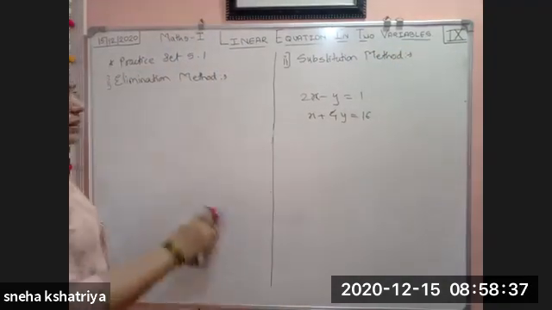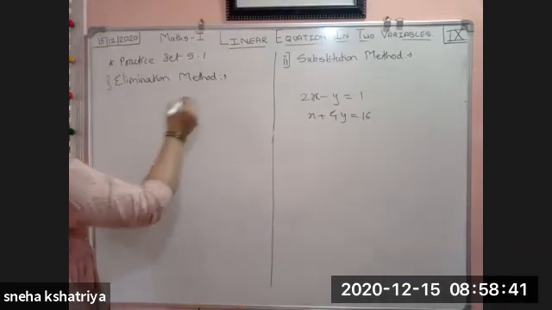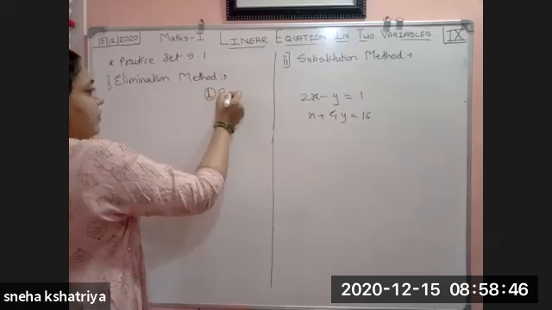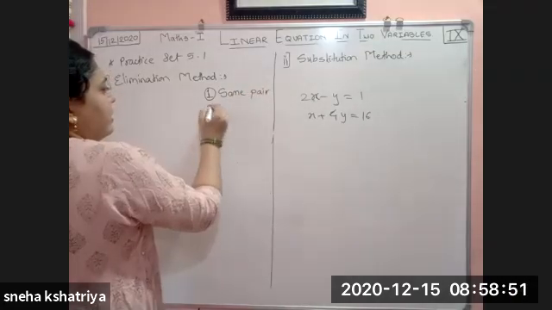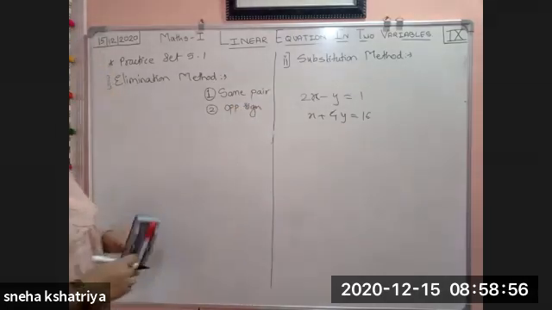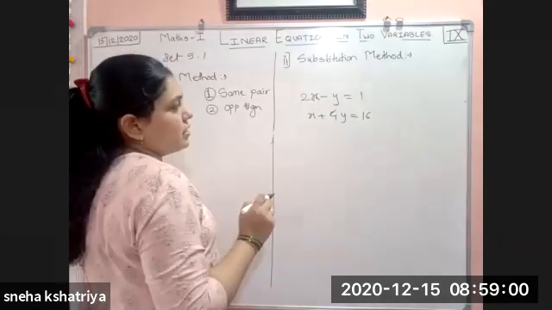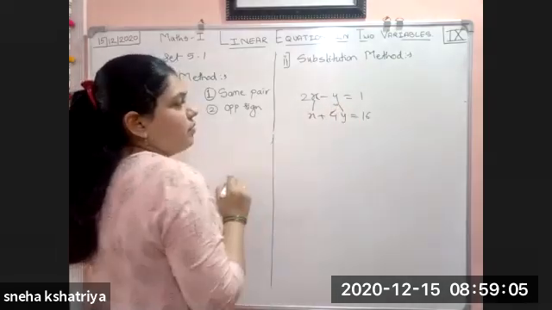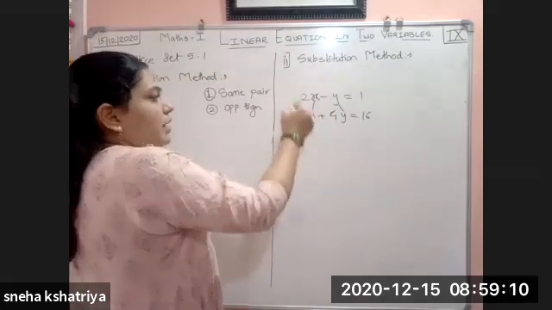In the elimination method, we cancel any one variable. For that, you have to remember two things: same pair and opposite sign. If these two equations are given to you, x and x form a pair, and y and y form a pair, and you have to make them the same. If they are not the same, then you have to make them the same.